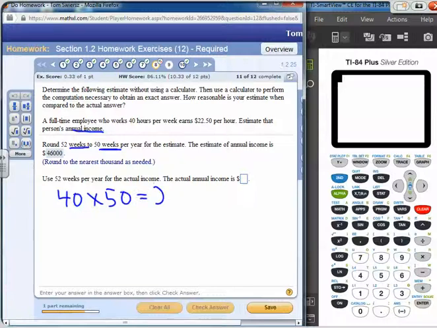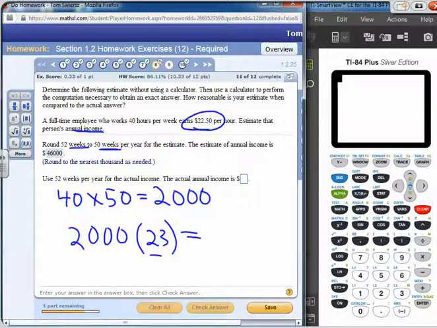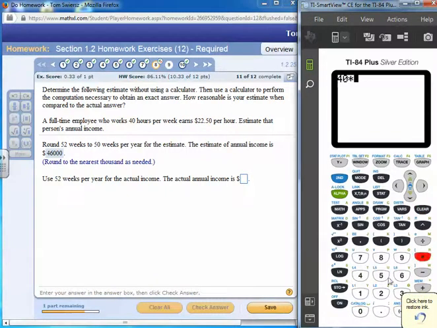So 40 times 50 is 2,000 hours per year. And then he earns $22.50, but we'll round it off to 23. So 2,000 hours times $23 per hour will give us his total estimated salary. Again, 40 hours a week times 50 weeks is 2,000 hours, and then we'll round up $22.50 to $23, and we get $46,000.